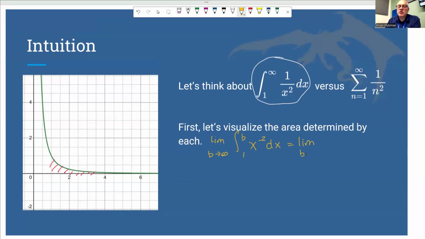The limit as b goes to infinity of the antiderivative of x to the negative 2 will be x to the negative 1 divided by negative 1, from 1 to b, which is the limit as b goes to infinity of negative 1 over b minus a negative 1 over 1. Well, 1 over b as b goes to infinity goes to 0. So I get 0 minus a negative 1, or 1, which means that this integral is convergent.